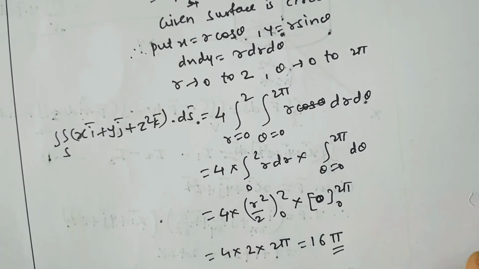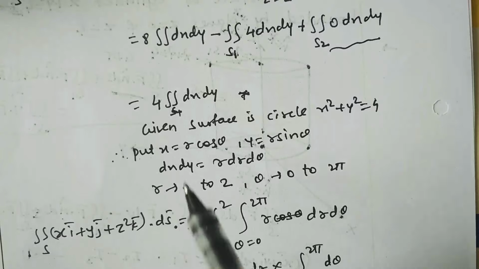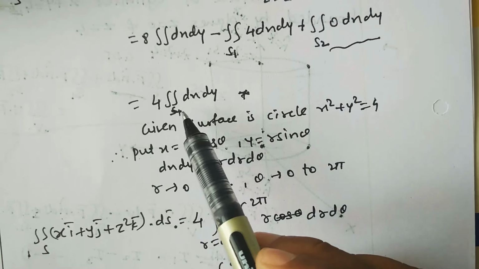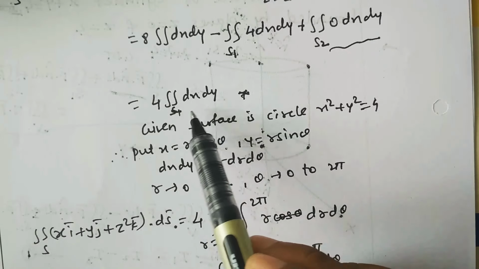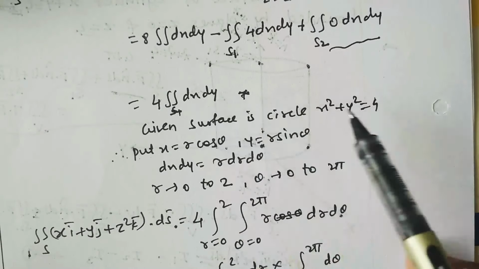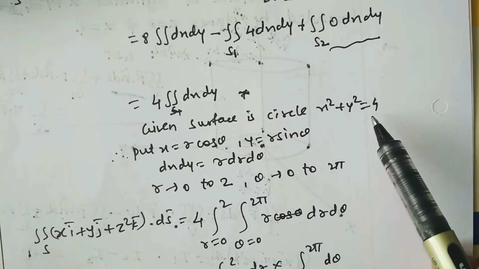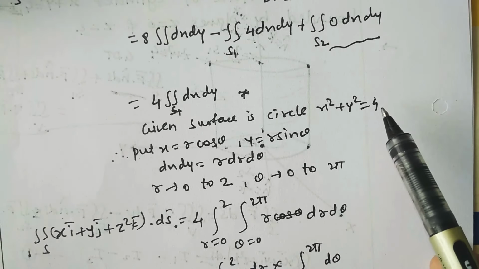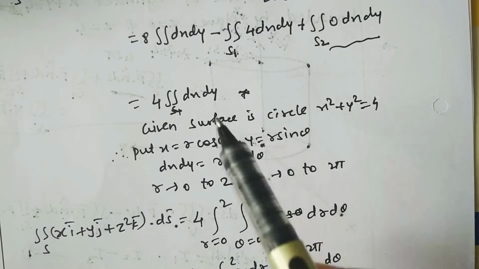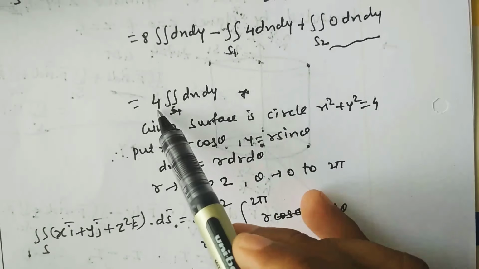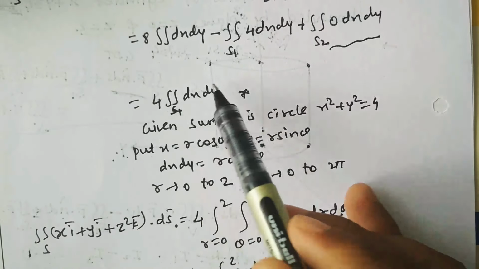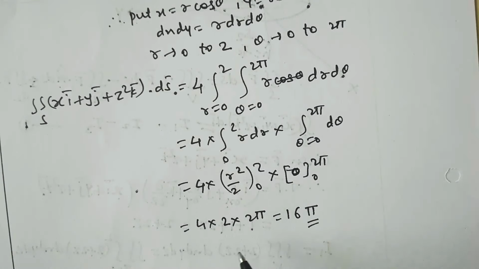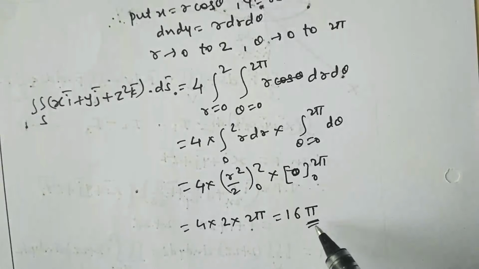We can also calculate here 4 times double integration dx dy using an alternative method. This double integration dx dy is nothing but the area of the circle. The area of the circle is pi into r square. R is 2, r square is 4, so pi into 4 is 4 pi. So the area of the circle is 4 pi, into this 4, you will get 16 pi directly. We can also use this method to calculate this. So this is our final answer.